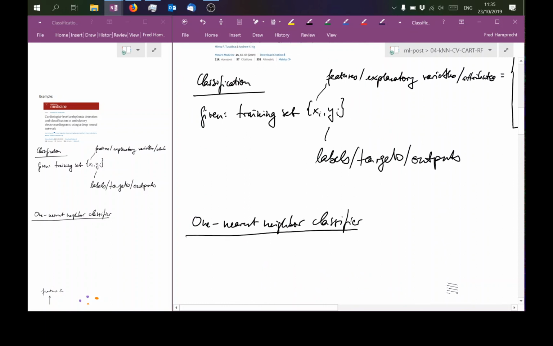Yeah, so I said in classification what's given. I did not say what's wanted. Wanted are accurate predictions of some label given some measurement or some feature X.